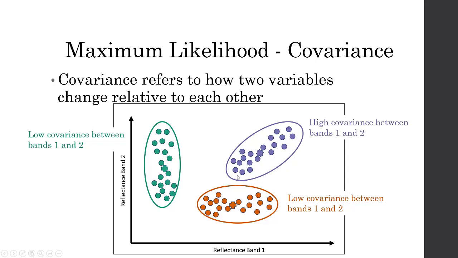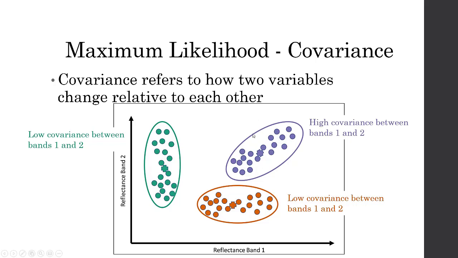So in contrast to this, we've now changed purple. And purple now looks like this. And you can see that as you increase band 1, you also increase band 2. And so that means that there's a high covariance because as you increase band 1, you increase band 2. Band 2 co-varies with band 1 because there's this sort of diagonal relationship here. And the stronger that relationship is, the more diagonal that relationship is, the higher the covariance.